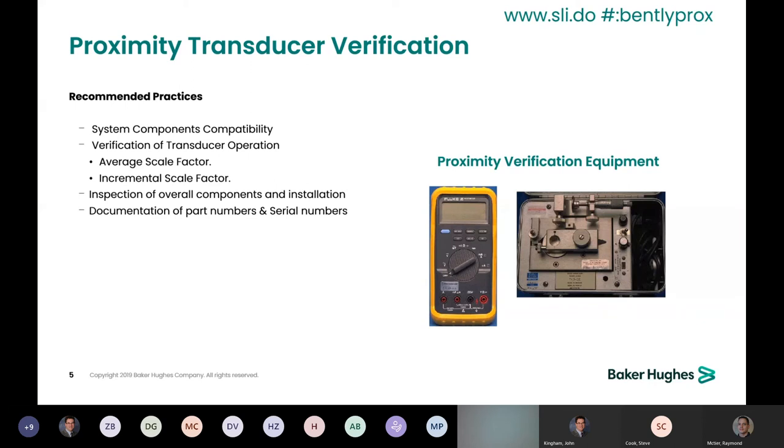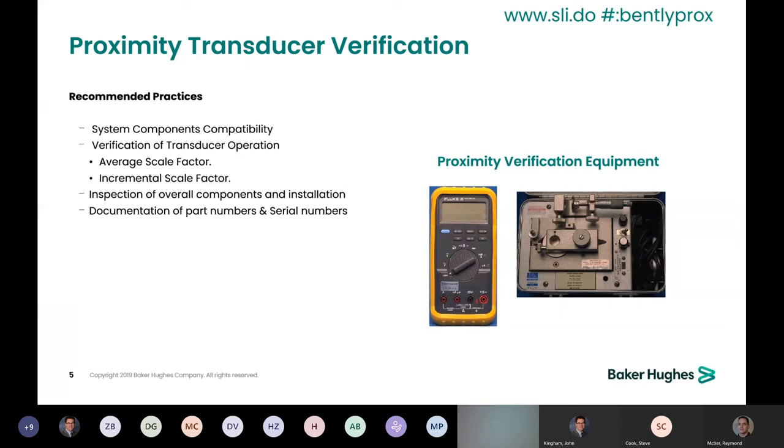The proximeter is designed to give known output voltage changes equal to known gap changes. This is called the scale factor. For the 8 millimeter proximity transducer system, the standard scale factor is set at 200 millivolts per mil. Scale factor information can be found on the nameplate attached to the proximeter.